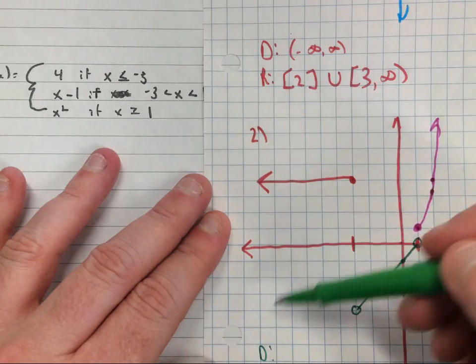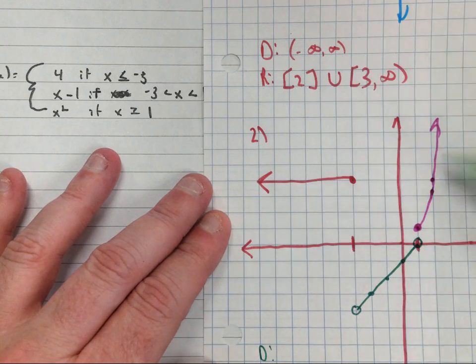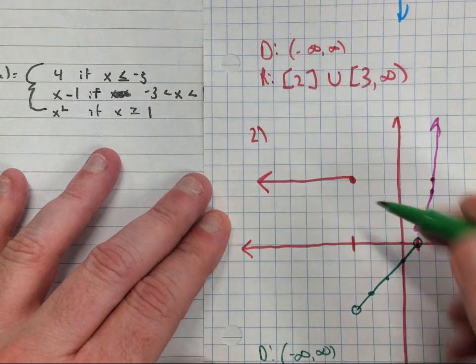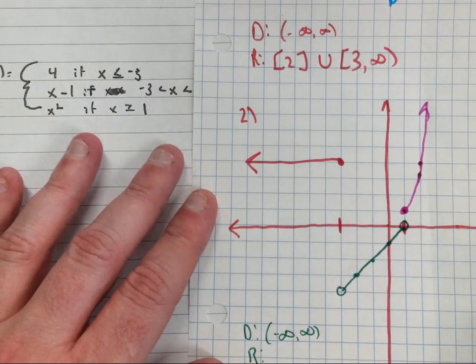My domain, start from the left. What will be my domain? All real numbers. Very good. That is all real numbers, because this cancels this out, so you can keep going.